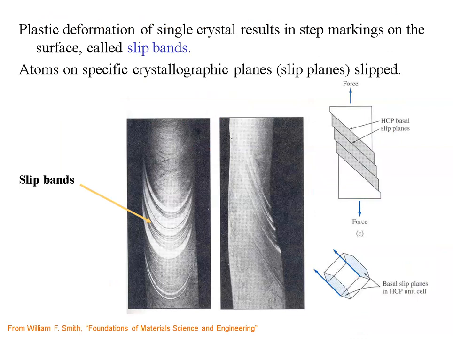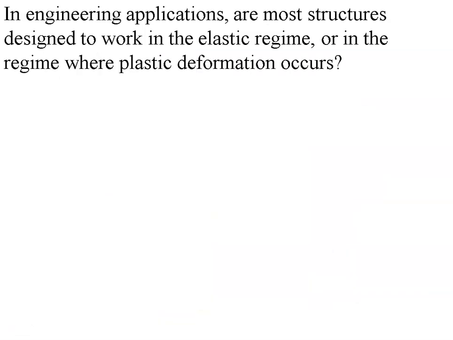Here's a diagram from another book showing what happens when you apply a large force to a single crystal of metal. Afterward, there are step markings on the surface, which we call slip bands. This material is not going to return to its original shape, even after the load is removed. Here's a thought question for you. In engineering applications, do we want our materials to work in the elastic regime, or do we mind working in the regime where plastic deformation occurs?